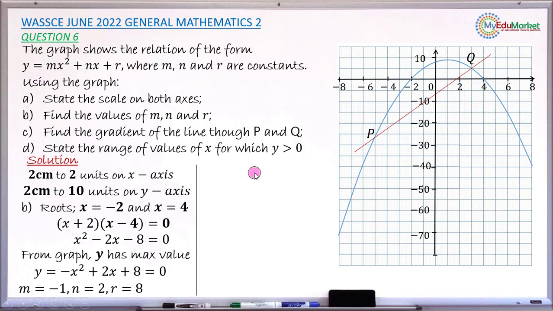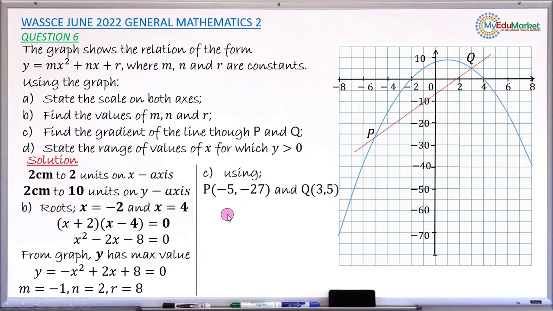So let me just write it. You now have minus 5 as the coordinate of this very point P. The x coordinate is minus 5 and minus 27 is the y coordinate of this very point P. Similarly, at the point Q, moving to the horizontal axis, you have 3 here, and moving to the vertical axis, you have 5 here. So the coordinate of this very point Q is 3, 5. It is this coordinate that you are going to now use to find the gradient.